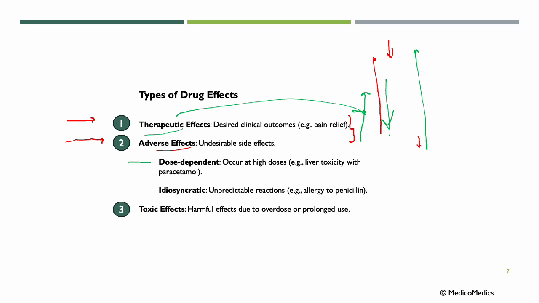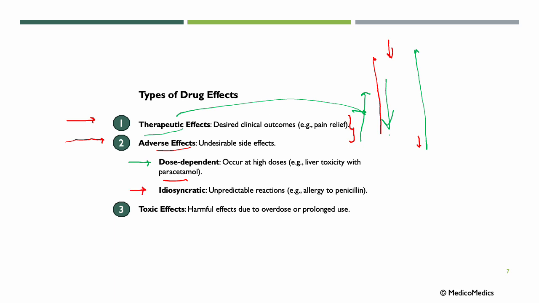Now, some of these are dose dependent, meaning they become more likely or more severe at higher doses. For example, liver toxicity with doses of paracetamol. And why is that happening? Because at therapeutic doses, paracetamol is safely metabolized by the liver. But in overdose, the normal pathways become saturated, leading to accumulation of a toxic metabolite that will deplete glutathione and causes hepatocellular damage.